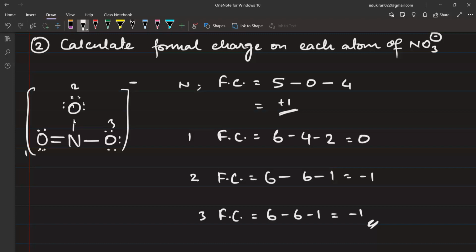You guys will have a problem if you don't know the total valence electrons on each atom, nitrogen, oxygen, these simple atoms. You will have problems for sure. How to determine valence electrons and valency, all of these things we have done in periodic properties.